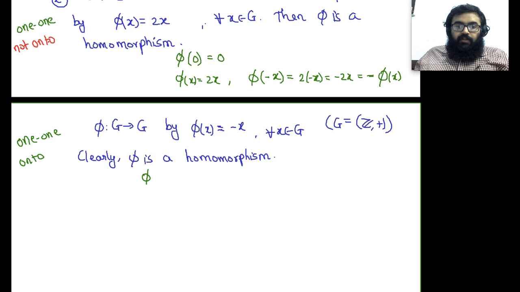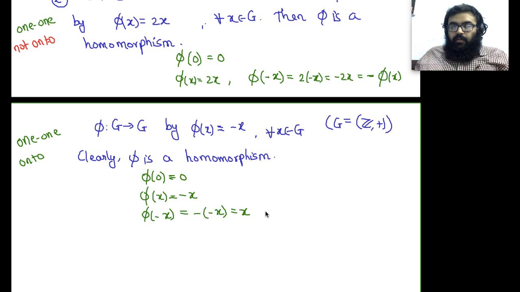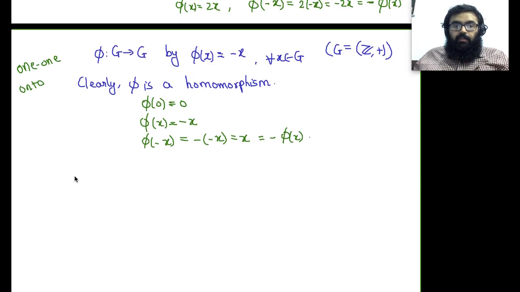In this case, what is phi of 0? Phi of 0 is 0, which is again the identity. Phi of x is minus x. And what about phi of minus x? Phi of minus x is minus of minus x, which is x, right? Which is nothing but minus phi of x. So these are two very easy examples.